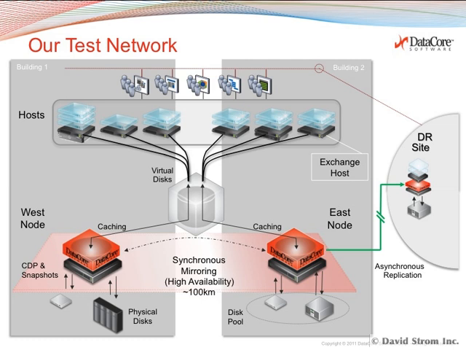We have set up a demo network with a number of physical and virtual hosts whose virtual disks are being served from two redundant DataCore nodes. The nodes cache disk IOs from the physical storage devices and synchronously mirror disk updates across two buildings on the east and west ends of our campus. The data is also copied to a remote disaster recovery site.